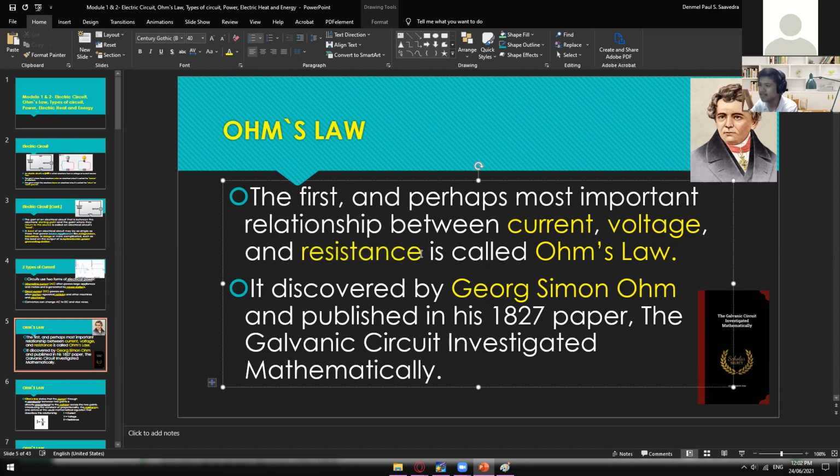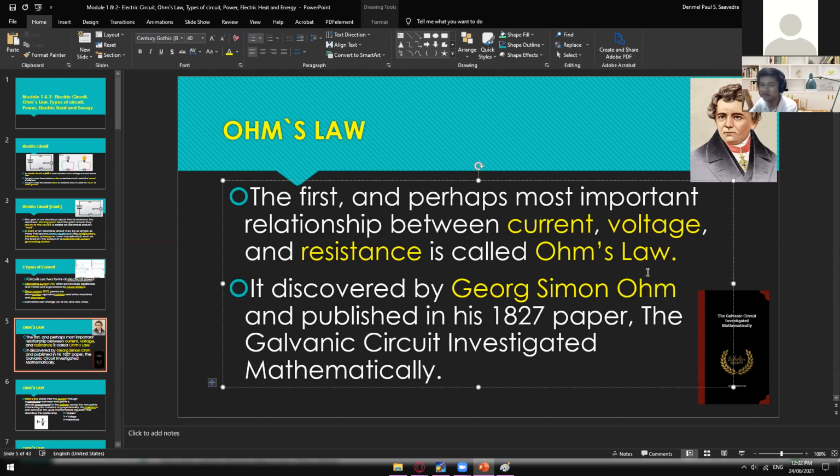This is actually our limiter, for us to be able to control the flow of current or the voltage that will flow on that specific path. We call that one Ohm's law. It was discovered by George Simon Ohm. As you can see, this came from the person who invented this law, so his last name is Ohm.